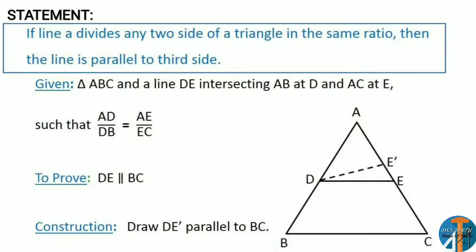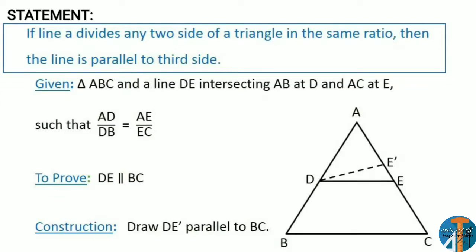I am repeating again, and remember, in this converse of BPT the statement is very important. They may ask for 1 mark: state the converse of BPT. The proof is not so important, but if you know it once, it's better. So again I am repeating the statement: if a line divides any two sides of a triangle in the same ratio, then the line is parallel to the third side. It is the opposite of BPT.